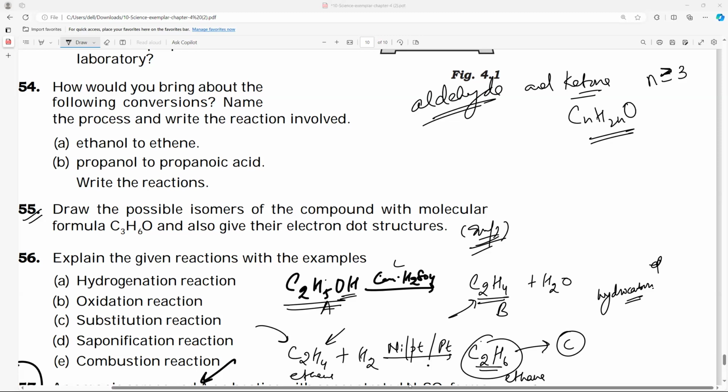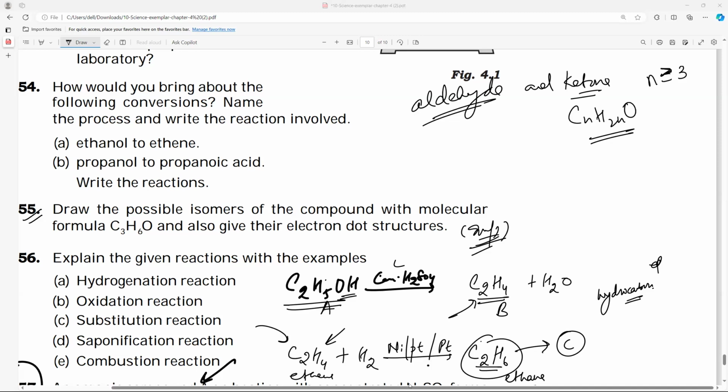So we have heard, we have practiced that there are functional isomers, okay? What are functional isomers? The compounds of hydrocarbons having the same molecular formula, but different functional group, okay? So this is the compressed formula. This is C3H6O. It's asking for the possible isomers of the compound with this molecular formula.